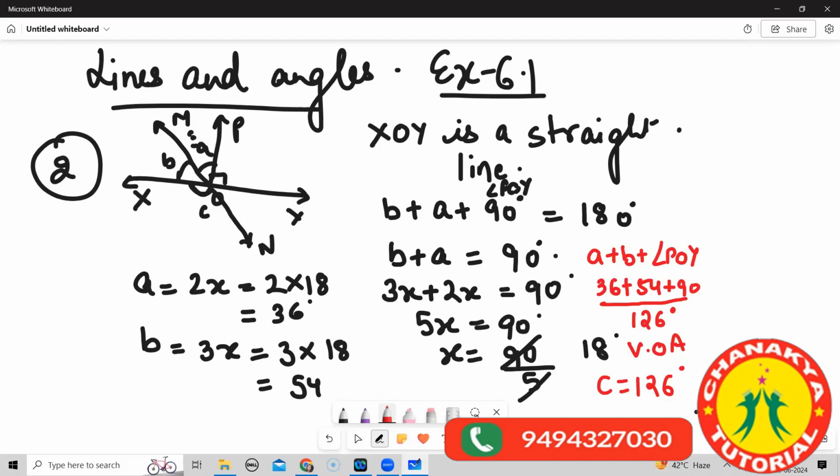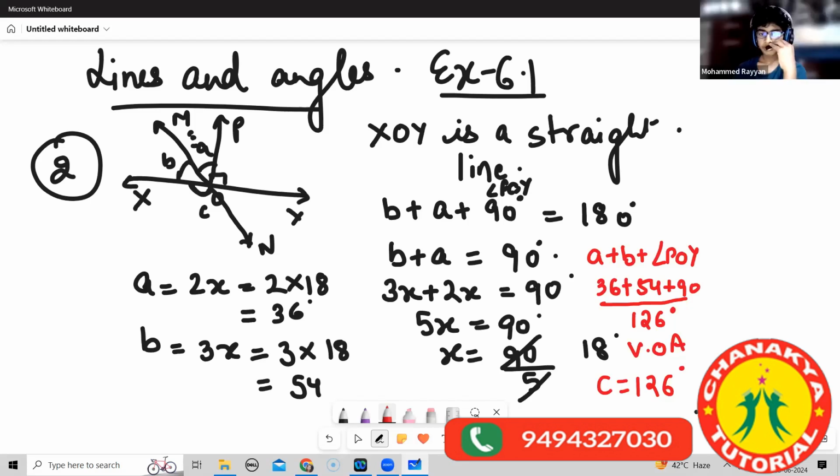Ma'am, yes, ma'am. Shouldn't the vertically opposite of C be A plus POY? B should not be there. Because see, these three are the vertical opposite angle. POY is also including A plus POY. This is the same one.